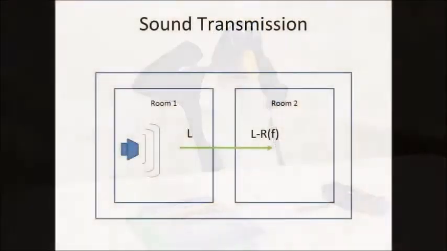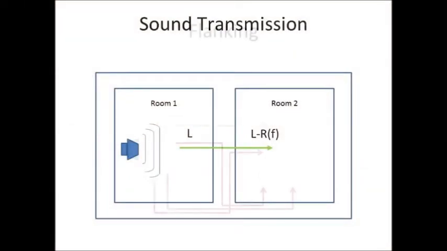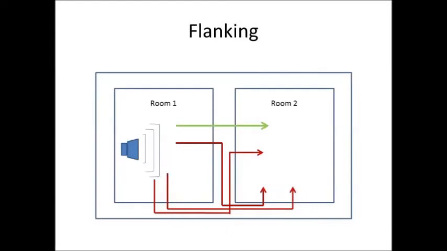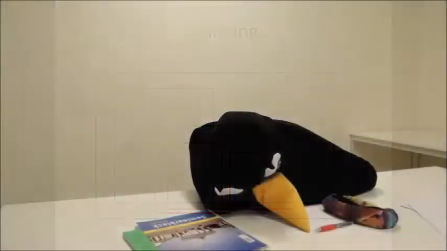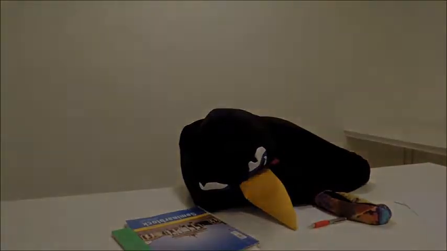Now we have calculated the reduction of the directly transmitted sound, but the sound can also take other ways. Three flanking ways can be used for each junction, so the flanking will reduce the total absorption factor. But this effect is relatively small and can be neglected, as we will see in the experiment.